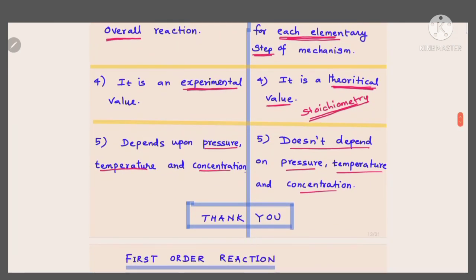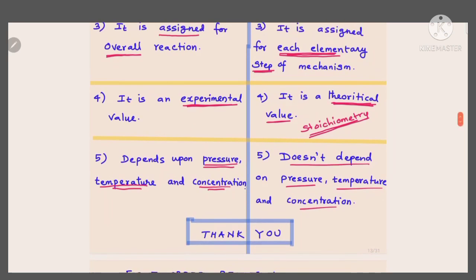Okay, right. Then order depends upon external factors such as pressure, temperature and concentration, but molecularity does not depend on those three factors: pressure, temperature and concentration.